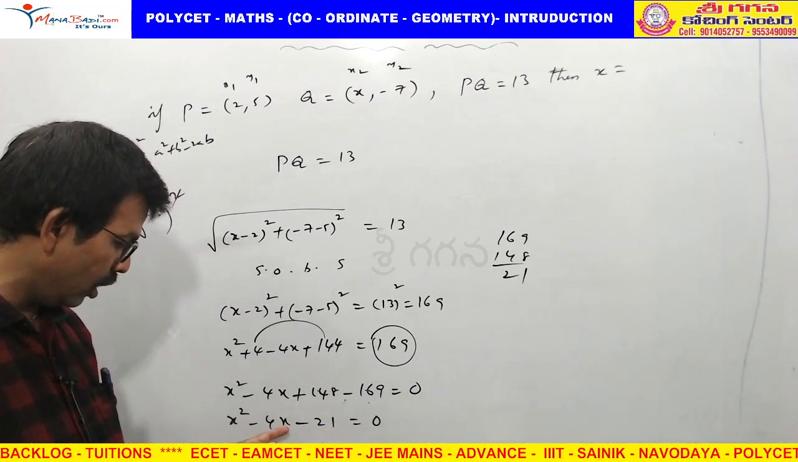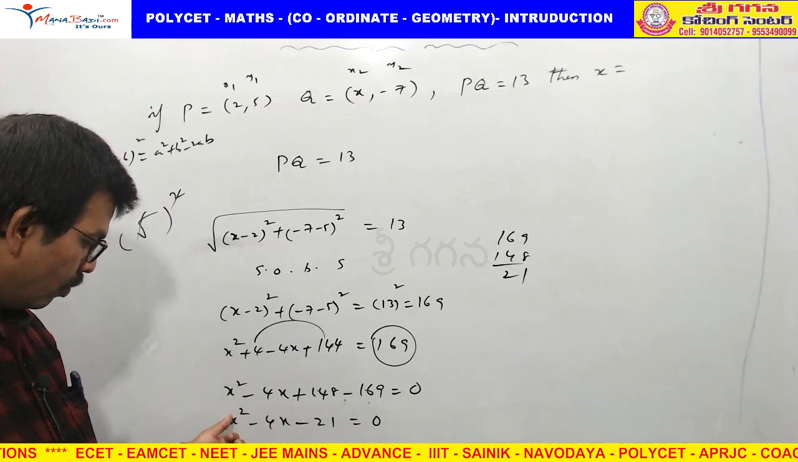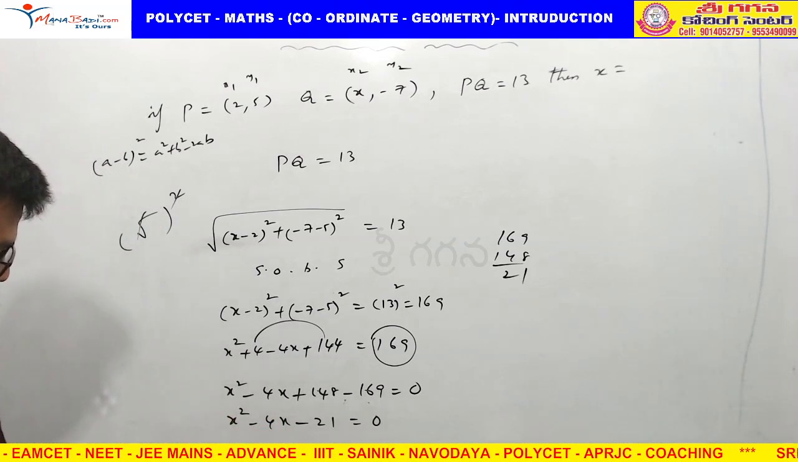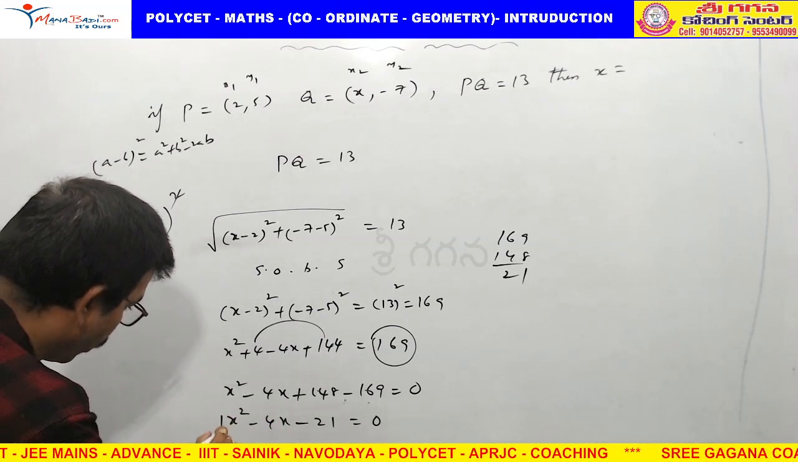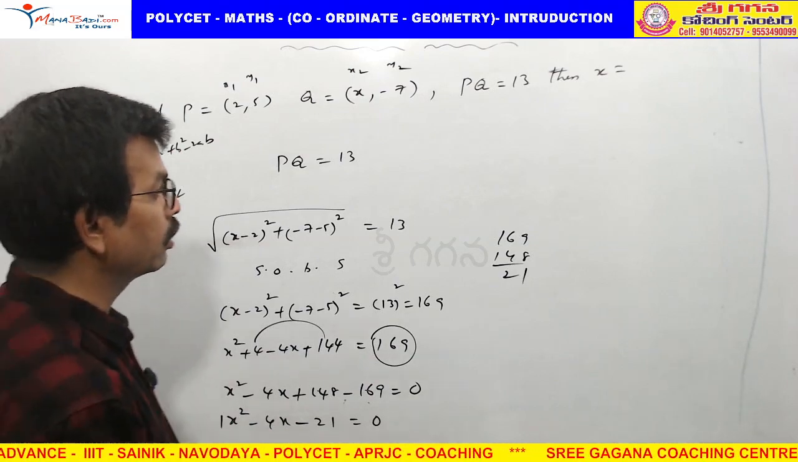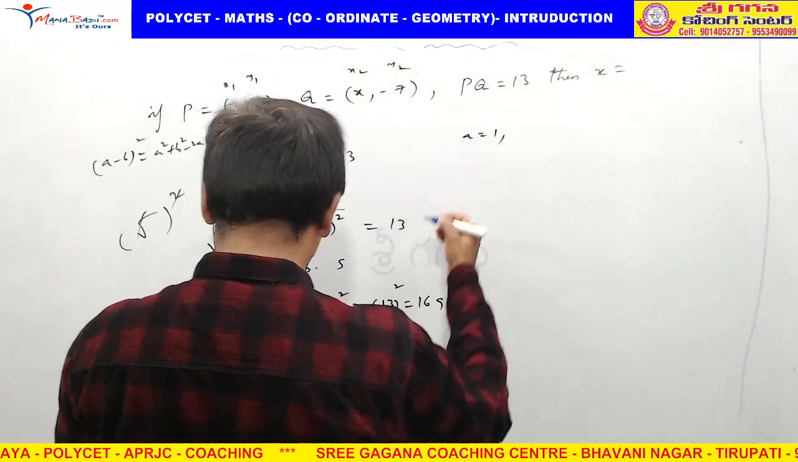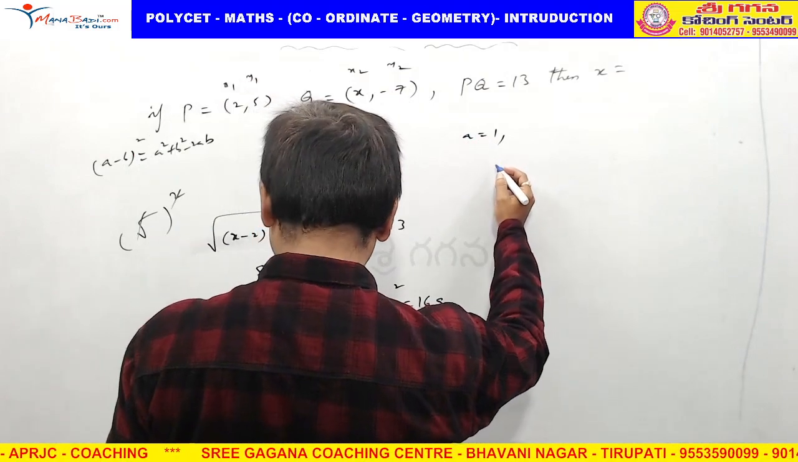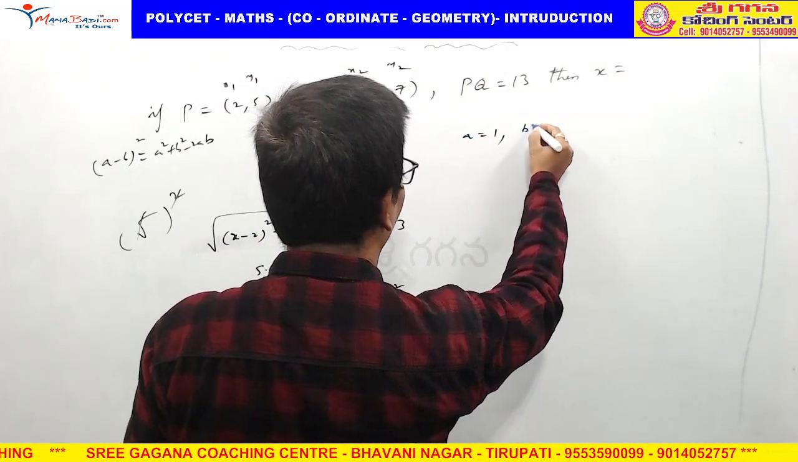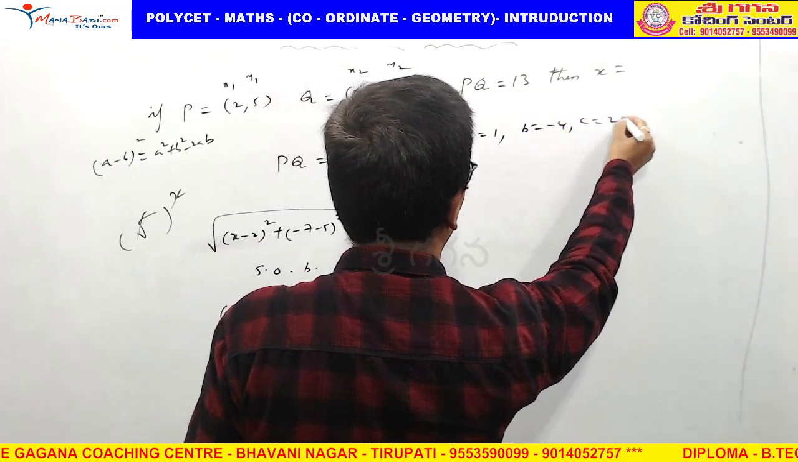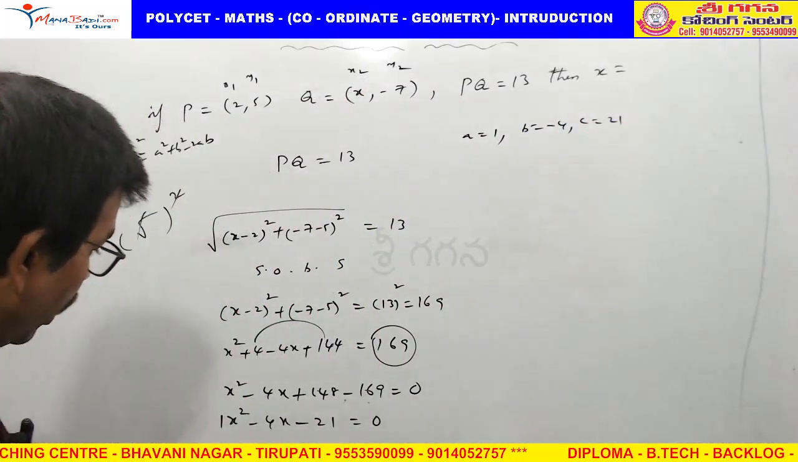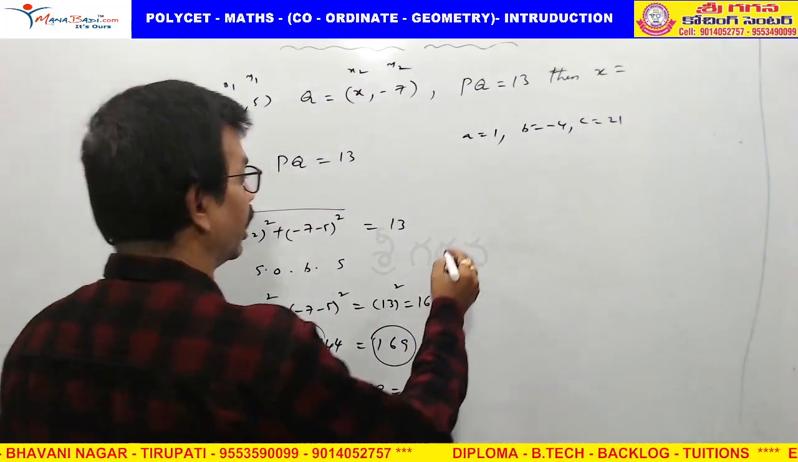This is the constant, this is the x coefficient, 4, and the x square coefficient is 1. Here it is not written, but 1 into x square means x square. So comparing with ax square plus bx plus c equal to 0, the a value equals 1, the b value equals minus 4, and c equals minus 21. So we have to solve this quadratic equation.